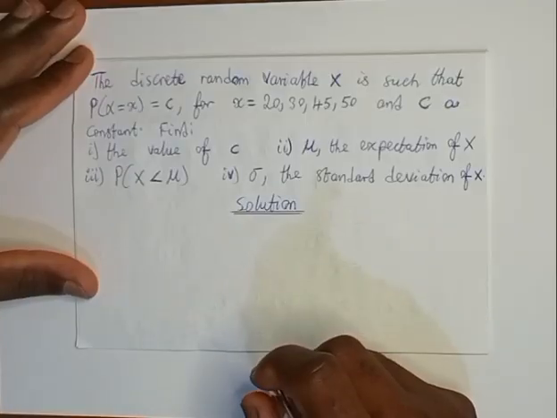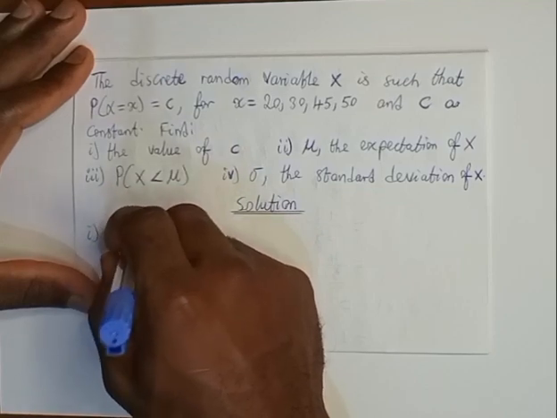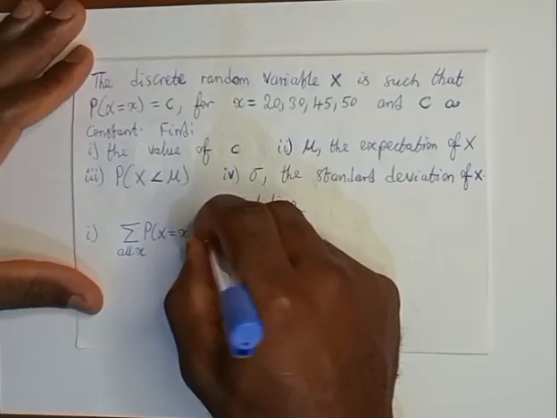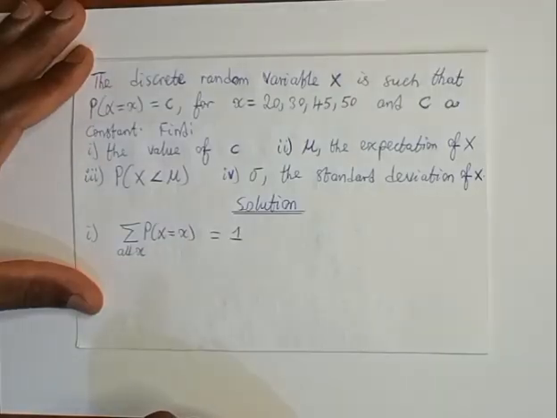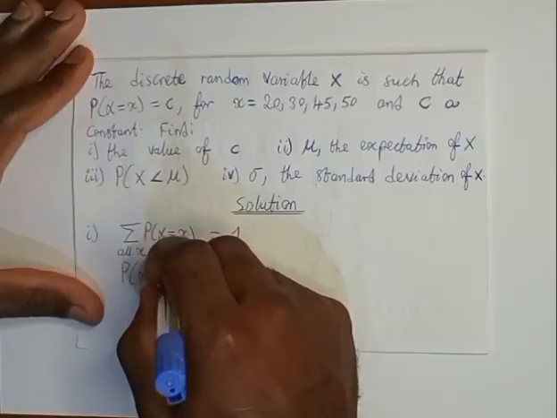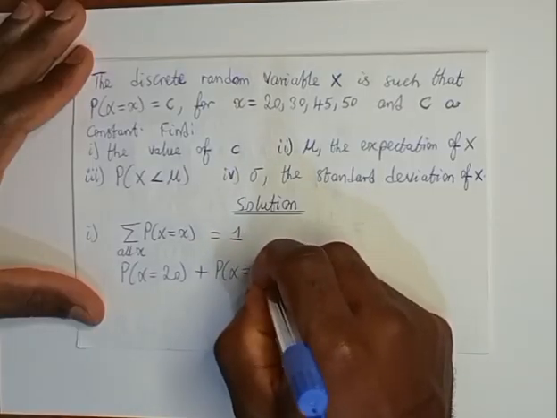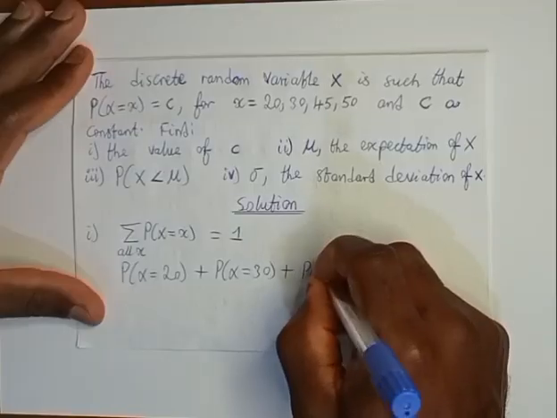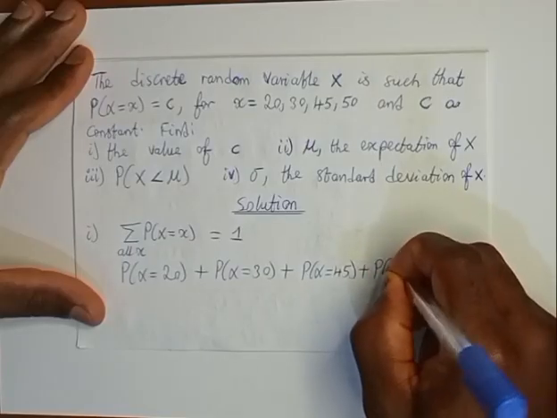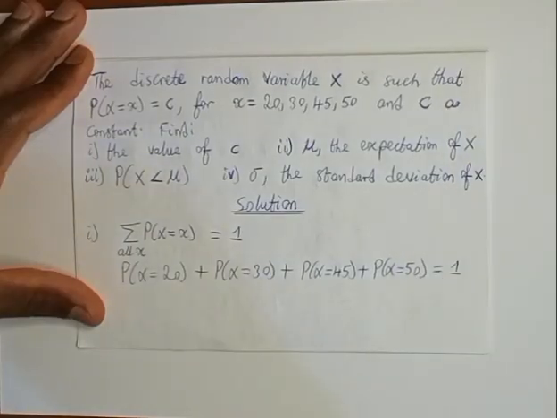For us to find the value of C, we are going to make use of the fact that the summation over all x of P of big X equal to small x is equal to 1. Making use of this formula, this will give us P of X equal to 20 plus P of X equal to 30 plus P of X equal to 45 plus P of X equal to 50. All this will be equal to 1 because it is a PDF.